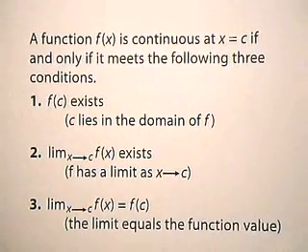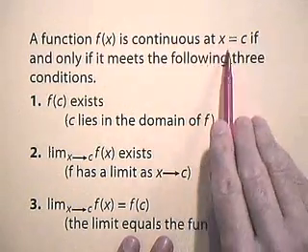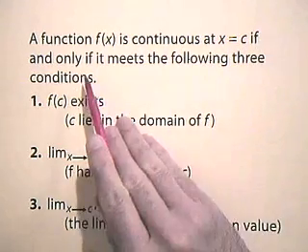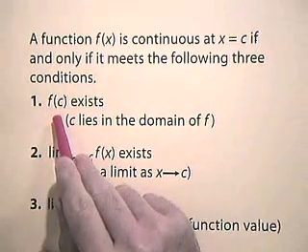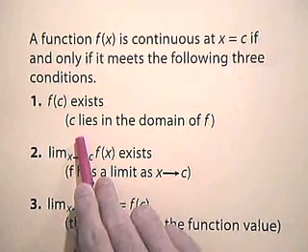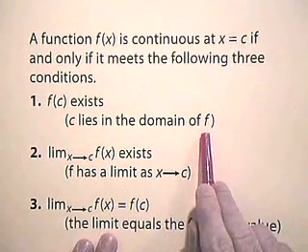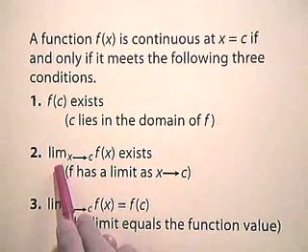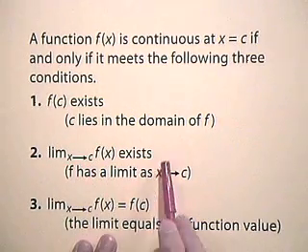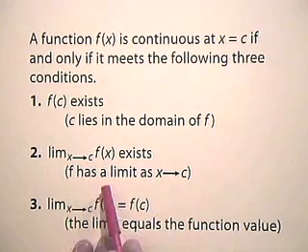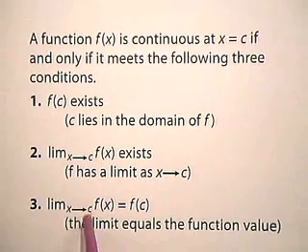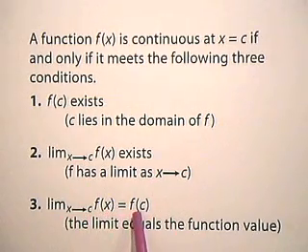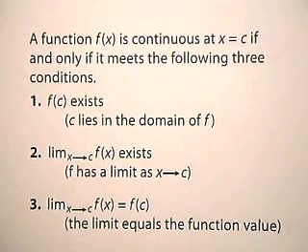A function f of x is continuous at x equals c if and only if it meets the following three conditions. First, f of c exists. That means c lies in the domain of the function f. Second, the limit as x approaches c of f of x exists. That means f has a limit as x approaches c. Third, the limit as x approaches c of f of x equals f of c. That is, the limit equals the function value.